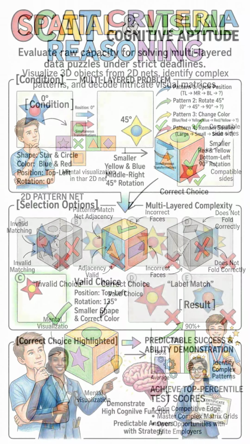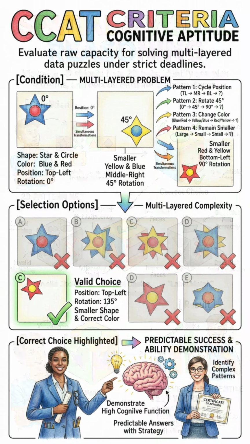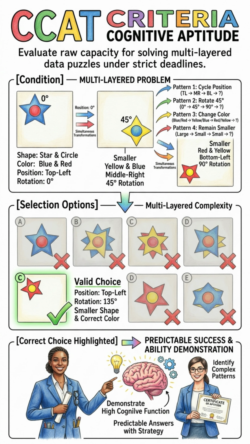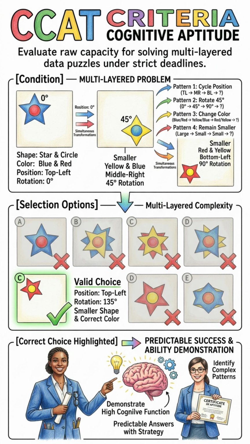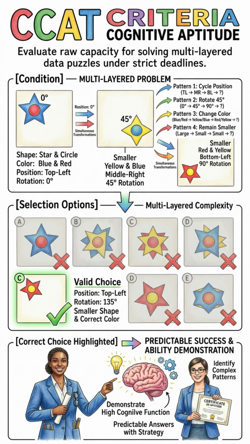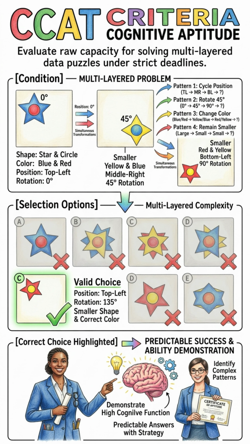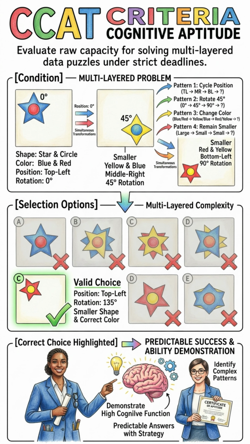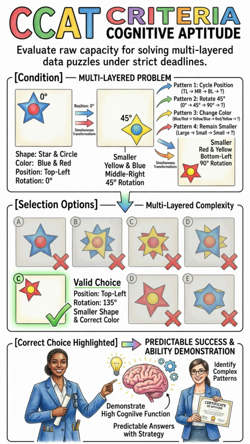Advanced abstract reasoning moves beyond basic shape matching and tests your ability to process multiple layers of visual information at the exact same time. On the CCAT, these questions present complex shapes that undergo several transformations simultaneously, such as rotating while changing color and shifting position. Employers use these questions to measure your raw cognitive capacity and how well you handle complex, multi-layered data under strict deadlines. While these puzzles can look completely overwhelming at first glance, breaking them down into separate variables makes them completely predictable and easy to solve.